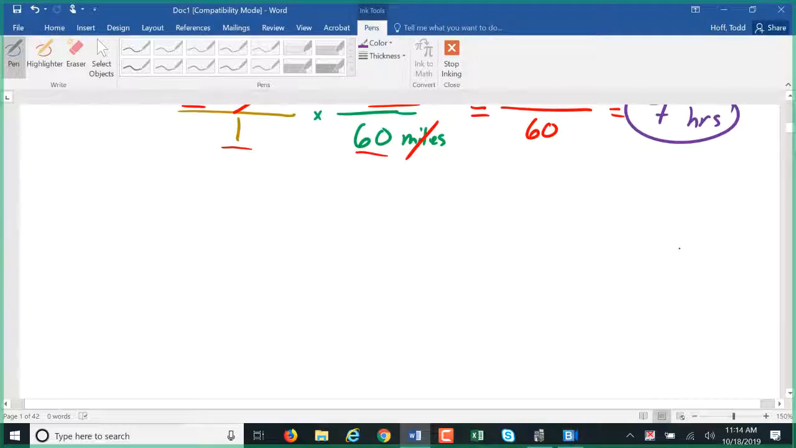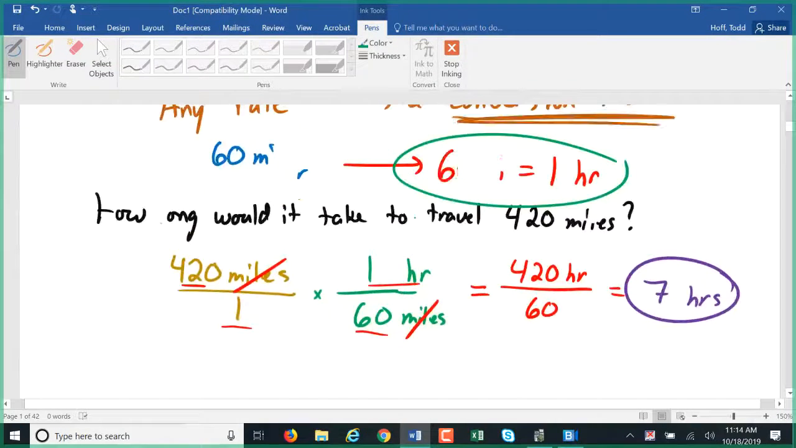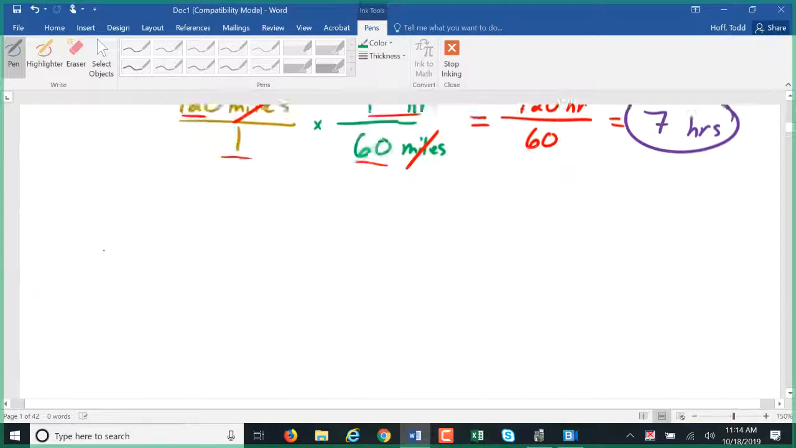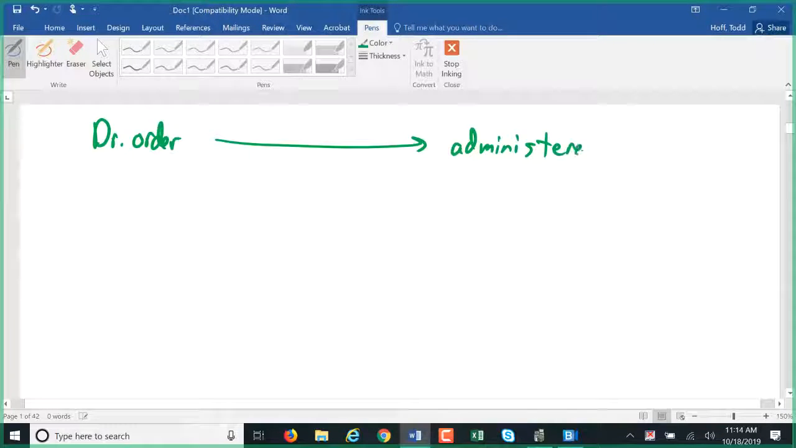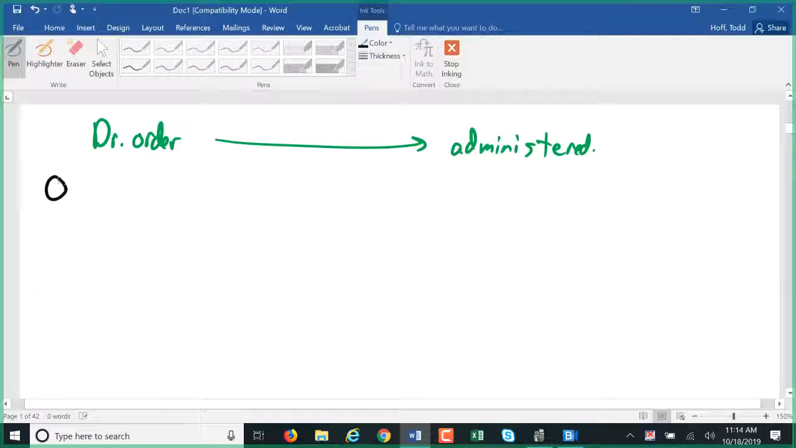The same happens when we're using dimensional analysis for our dosage calculations. For our dosage calculations, we start, just like here, where we started with the given information, which was how far we needed to travel, and we convert it to our answer. So for dosages, what we're given is the doctor's orders, and we're going to convert that into what needs to be administered to the patient. So let's go through our two examples again.